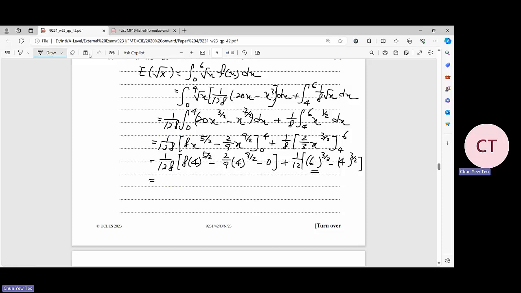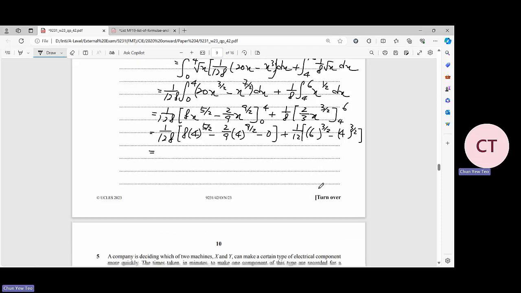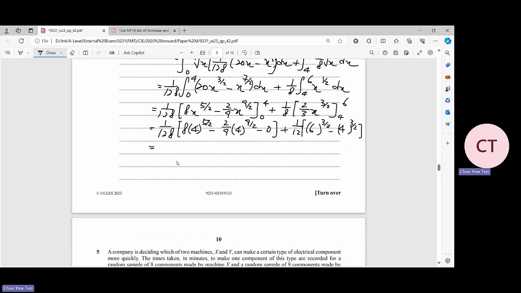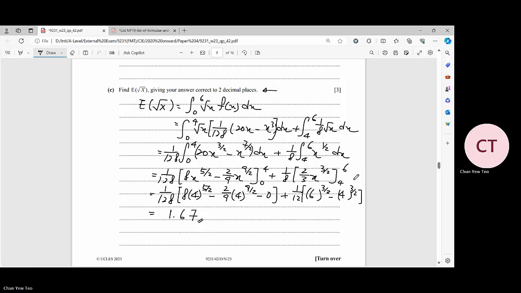This will not give you that nice value. The question didn't mention 1 decimal place or 2 decimal places, so we can straight away press the calculator from here and you will get the answer as 1.67. That will be the answer for part C. Okay, so now done for this question and move on.